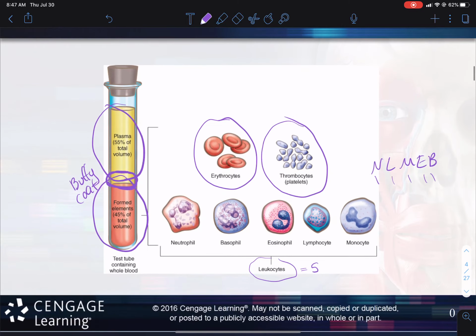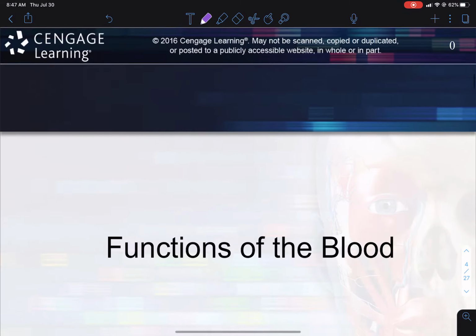And I'm sorry, one thing. We'll talk about the functions of each of these cells whenever we get to the lymphatic chapter, because these are the white blood cells, which are going to function as part of the immune system. So we'll talk a little bit more in detail about what they each individually do in the next chapter.